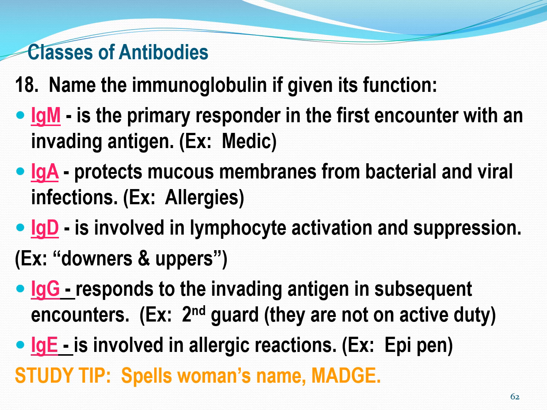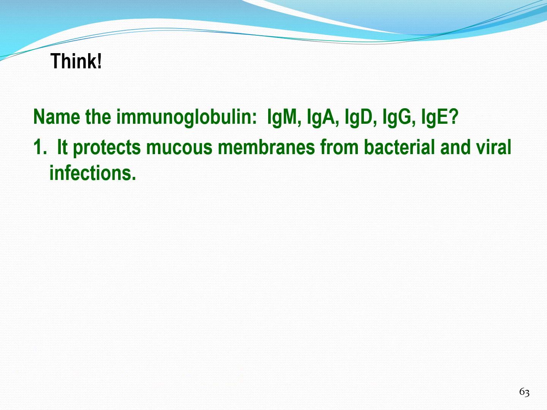G, second guard. They are not on active duty. IgM, that's the medic, the primary. IgG, second guard. They're the second one on duty. They respond to the invading agent in subsequent encounters, right? Not the first one. IgE is involved in allergic reactions. So think about allergic reactions, you get an EpiPen, right? E, IgE, okay? And remember, spell woman's name Madge. If you think of Madge, then you'll know IgM, IgA, IgD, IgG, and IgE, okay? Because this is going to be a lot in chemistry and immunology to start to memorize. So pause this one and see if you're going to get the right answer.